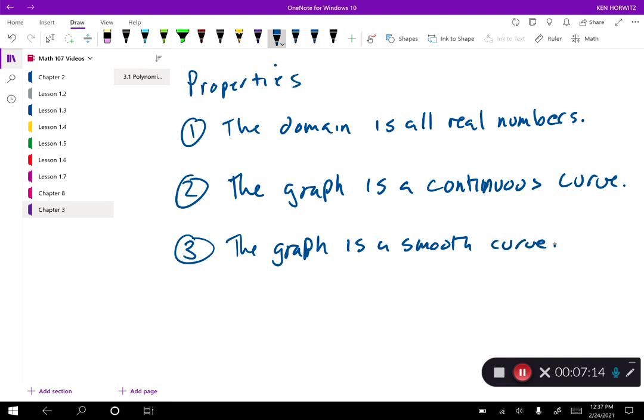That means that there's no sharp corners, there's no quick turns, there's nothing that looks like that in it. All right, and that makes a huge difference when you get to calculus and you start talking about things like derivatives and integrals, because unless your function is continuous over the interval, which means the domain doesn't break and it's a smooth curve, you won't be able to do those more advanced things. So it's very important that you recognize that.